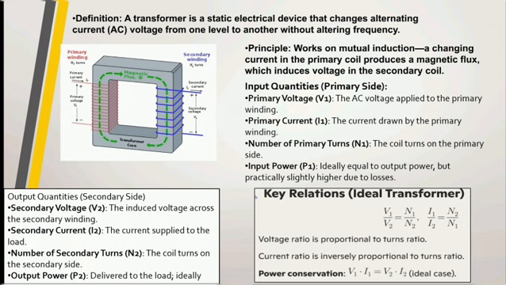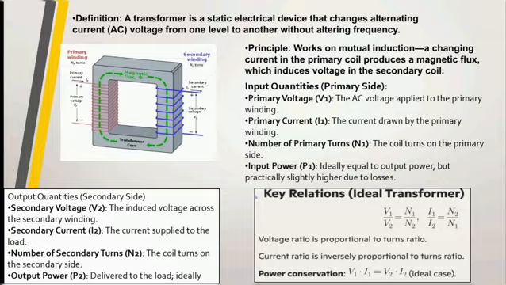The transformer is a static electrical device that changes alternating current voltage from one level to another without changing the frequency. Basically, the transformer works on mutual induction: a changing current in a primary coil produces a magnetic flux which induces voltage in the secondary coil.